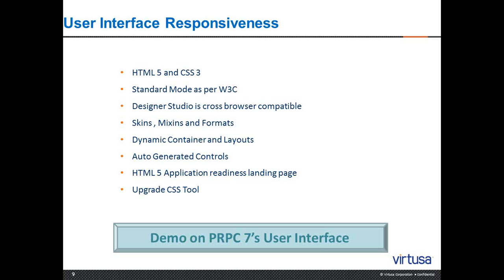Again, the HTML5 application readiness landing page is introduced to understand, when you upgrade your Pega 6.x application to Pega 7, whether the application is ready for the conversion or not, and what needs to be taken care of. So this HTML5 application readiness landing page will help you to understand what the differences are and what rules are to be upgraded so that your application becomes a Pega 7 application. So we move to the next slide.